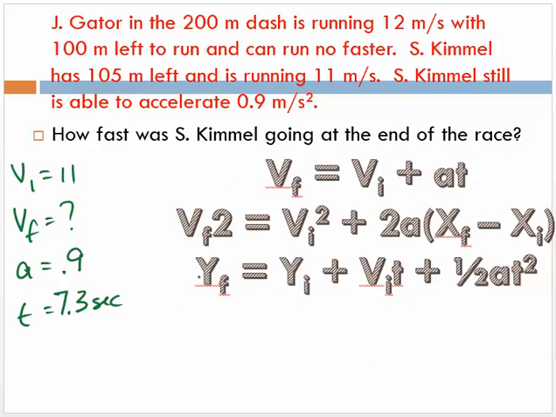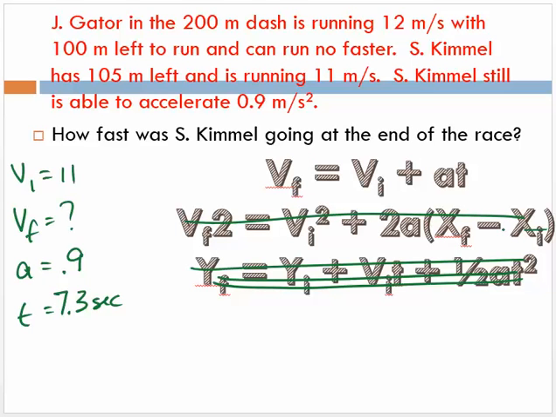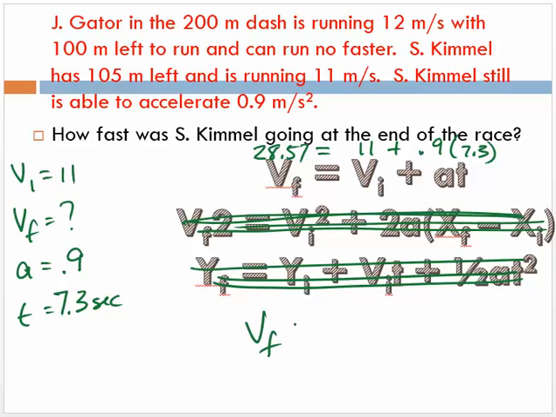So again, the bottom equation doesn't give me a velocity final, and that's what I'm trying to find, how fast Mr. Kimmel was going. And I'm not going to use the middle equation because it's much more complicated. I'm just going to use my top one here. The VF, I don't know yet. I know the initial speed was 11, the acceleration was 0.9, and the time was 7.3 seconds. So when we punch this in, we get an answer of 28.57. So Mr. Kimmel's final velocity was 28.57 meters per second.